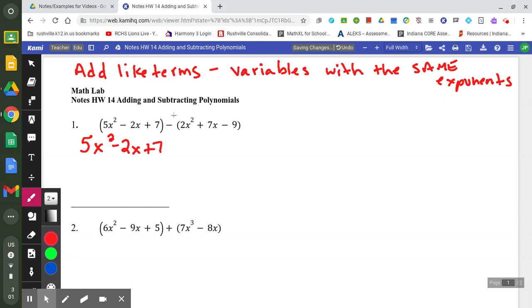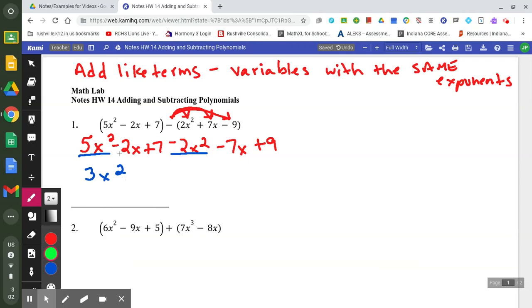And then the second set of parentheses, I need to distribute this -1 or this negative sign to each of those numbers. So -1 times 2x squared is -2x squared. Negative times 7x, -7x. And then negative times -9 is positive. Then I can start putting like terms together. So I have a 5x squared minus 2x squared. So that gives me 3x squared.